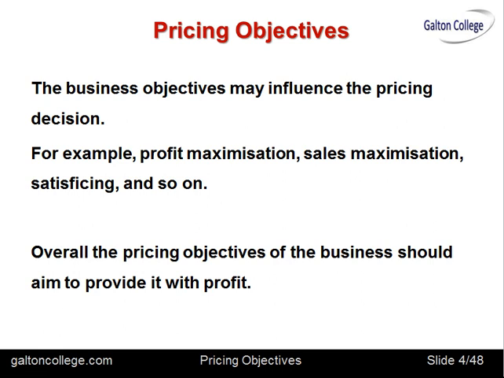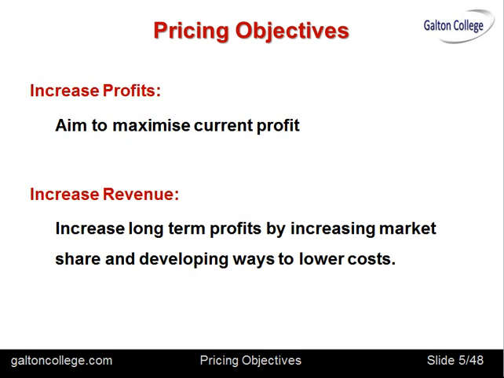So the only thing we can really say about the pricing objective is overall the pricing objective of the business should aim to provide it with a profit. If it doesn't have a profit, then the business will go out of business. It'll go under. So it's important that the business makes a profit to survive.